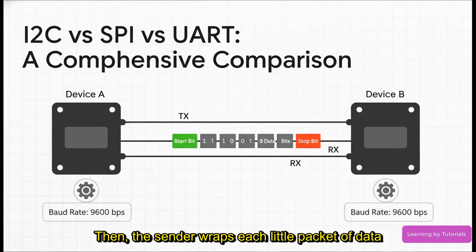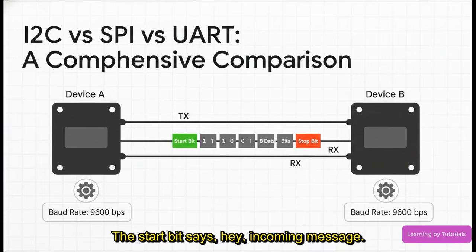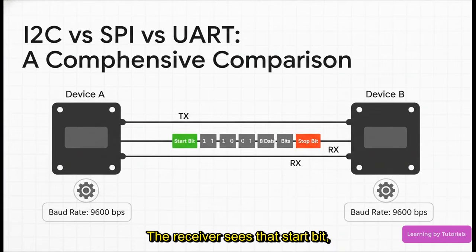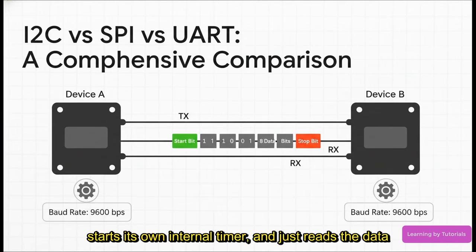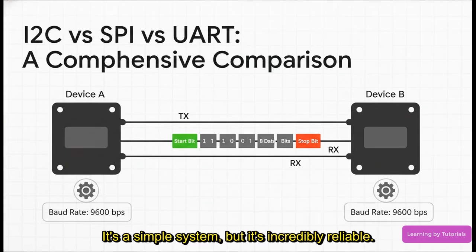Then, the sender wraps each little packet of data with a start bit and a stop bit. It's like sending a letter. The start bit says, "Hey, incoming message," and the stop bit says, "Okay, that's the end of it." The receiver sees that start bit, starts its own internal timer, and just reads the data at that speed they already agreed on. It's a simple system, but it's incredibly reliable.